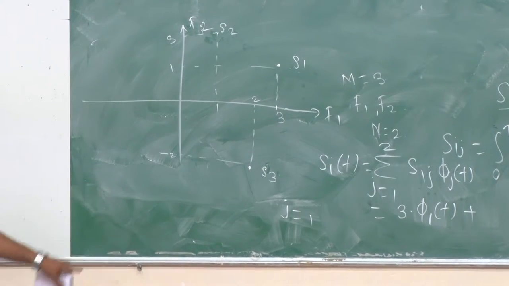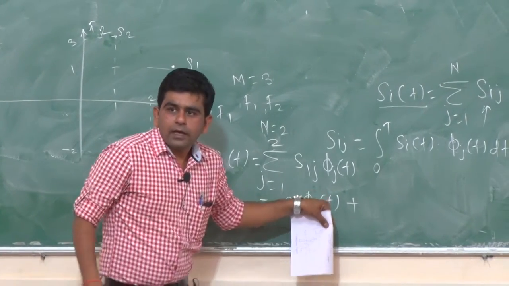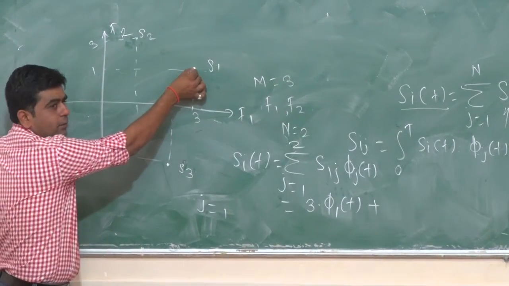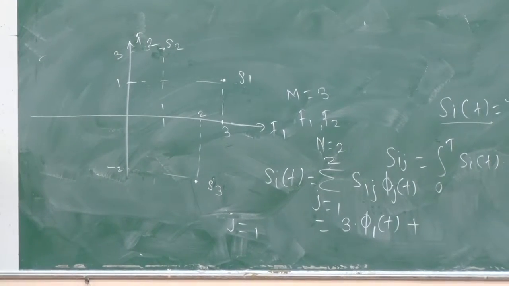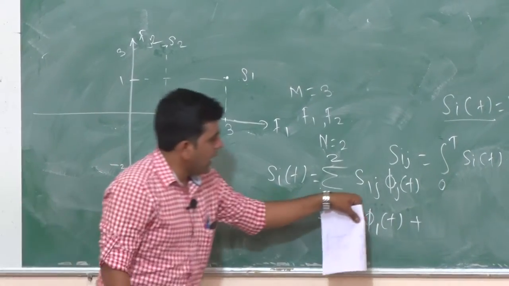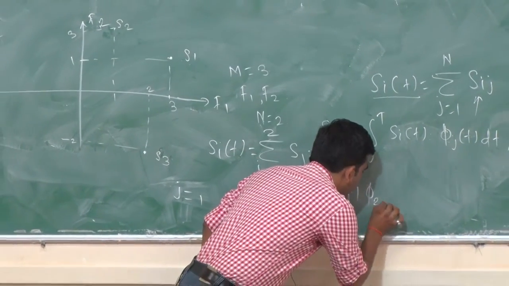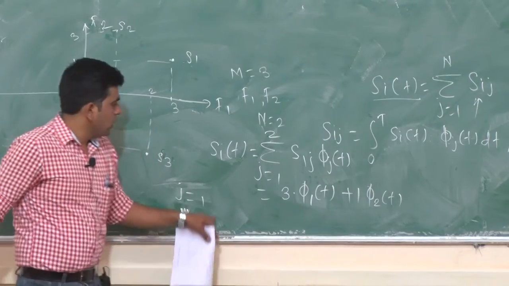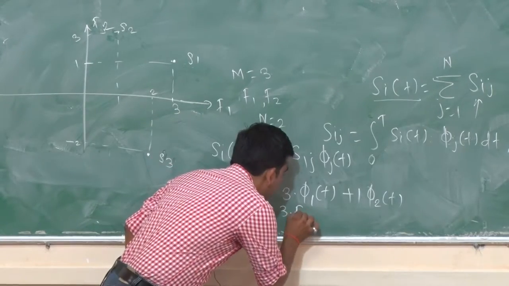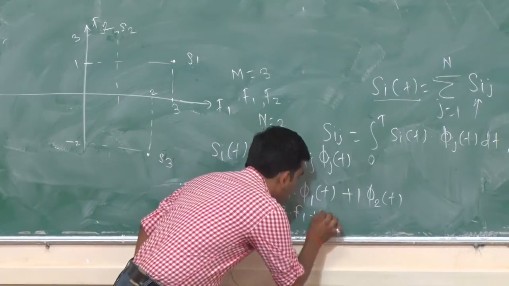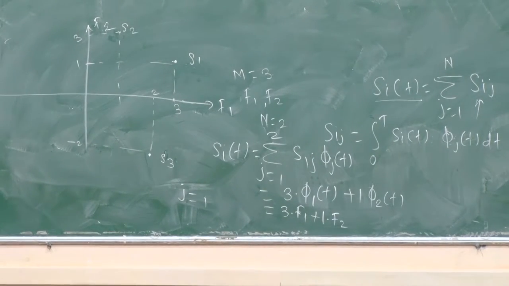S1 of t for j is equal to 2. Here we will get S1 2. It is nothing but the projection of S1 on the second basis function. This value becomes 1. So S1 2 is 1 into phi 2 of t. Or we can say that it is 3 into F1 plus 1 into F2. Is it clear to all of you?